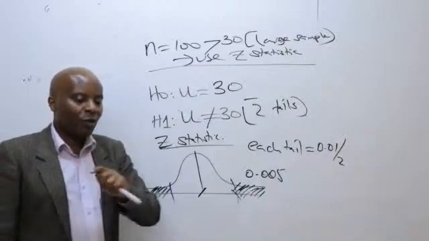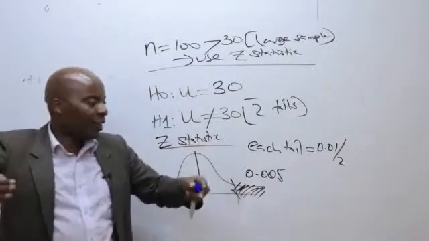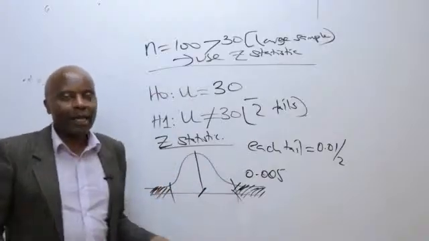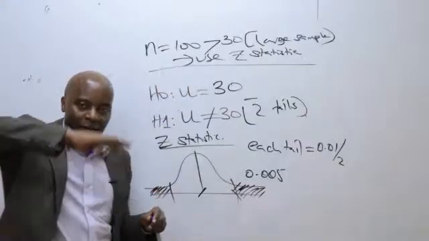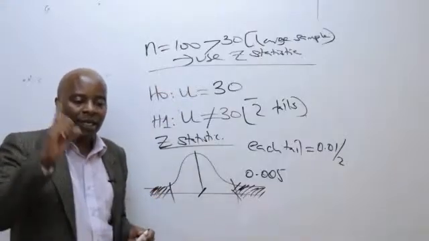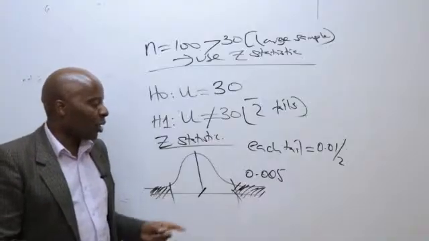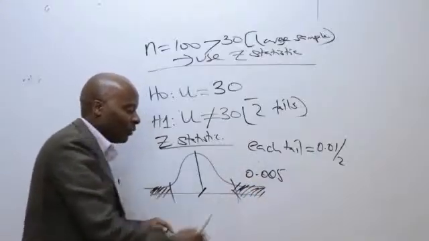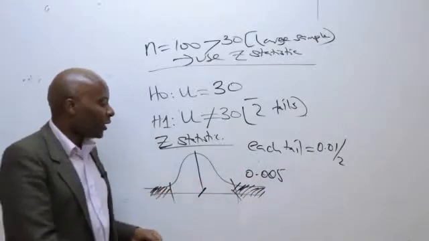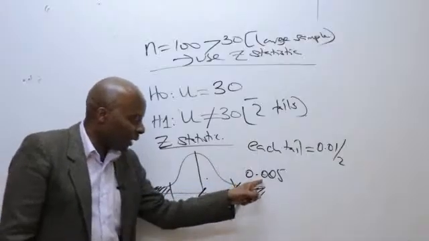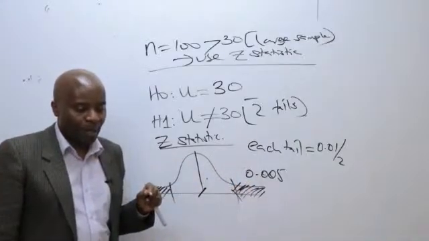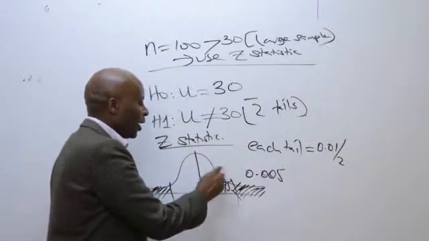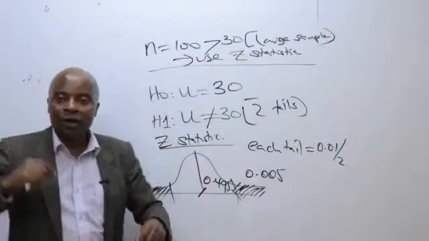0.5. Because if you remember, a PDF is basically a probability density function, and the probability density function has 100% area. 100% area is 1, so 1 divided by 2 gives me 0.5. And then we have this small shaded area of 0.005. Therefore, this one will be 0.5 minus what is here, which gives me 0.495.